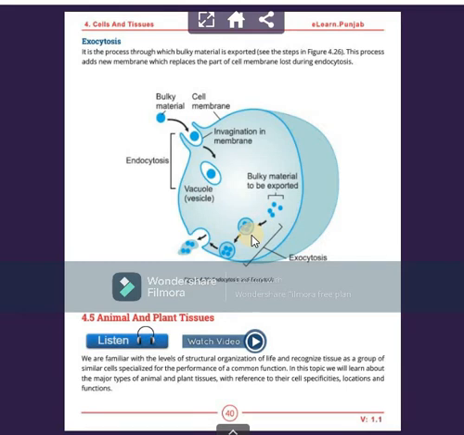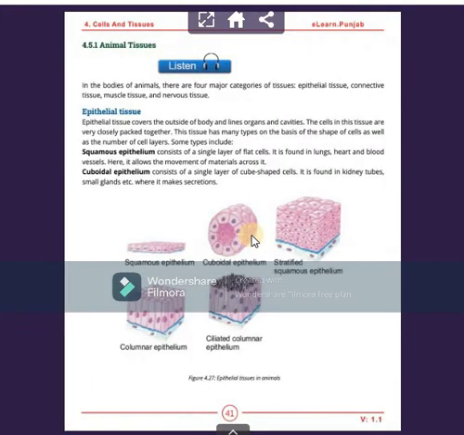Now come towards the animal and plant tissues. There are different types of animal and plant tissues. Firstly, we talk about the animal tissues. Animal tissues are of four major categories: epithelial tissue, connective tissue, muscle tissue, and nervous tissue. The first one is the epithelial tissue. Epithelial tissue is further of five different types, on the basis of its shape as well as the number of cell layers.